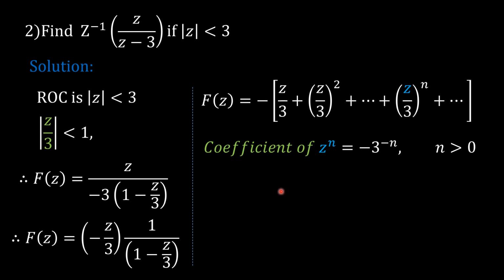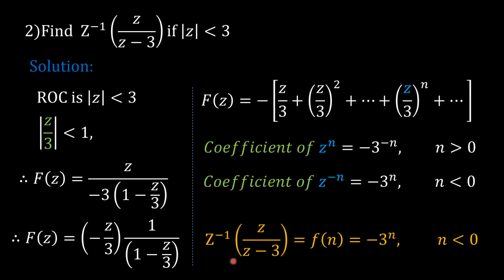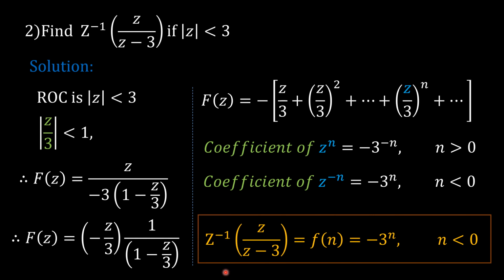But to get the sequence f of n or the inverse z transform, as per our theory, we are expecting the coefficient of z raised to minus n. Here we got the coefficient of z raised to n. Therefore, we replace n by minus n, and that will give us the coefficient of z raised to minus n is equal to minus 3 raised to n, and n strictly less than 0, which is the inverse z transform. So, the inverse z transform of the given f of z is equal to minus 3 raised to n for n strictly less than 0. So, this is the power series method.